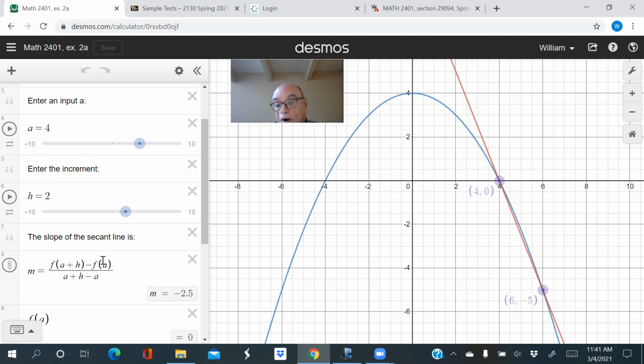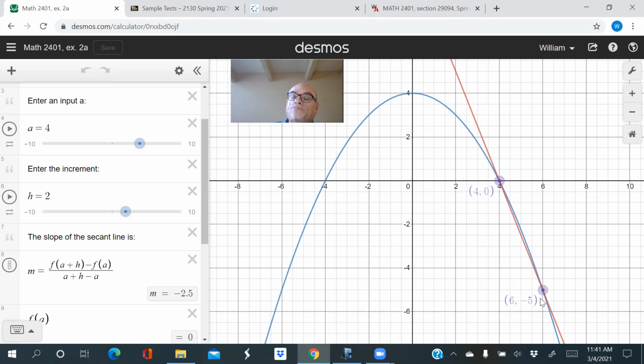Minus f of 4, which happens to be 0, divided by 6 minus 4 plus 2, 6, right? -4. Okay, so when you do that arithmetic, you end up getting an average rate of change here of -2.5. The reason I label that as m, of course, is this is an average rate of change, but it's the slope of the secant line, right? Okay, so we often use the letter m to represent slope. Here it's the slope of the secant line. So the slope of this secant line is -2.5.